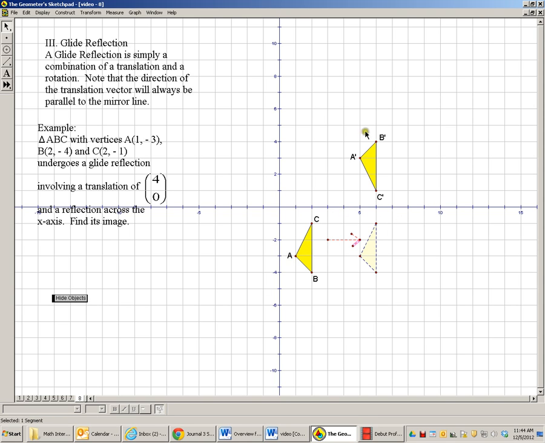So if you did a glide reflection that was diagonal, you would expect the translation vector to be diagonal. You might have a translation vector that might be, say, <4, 4>, right? Move 4 to the right and 4 up. And that would be perfectly parallel to a line having a slope of 1, that sort of thing.